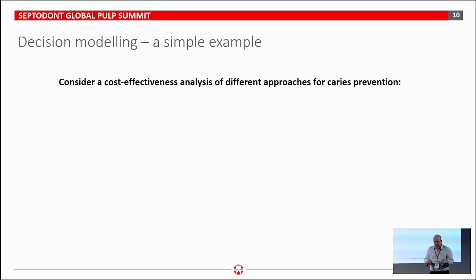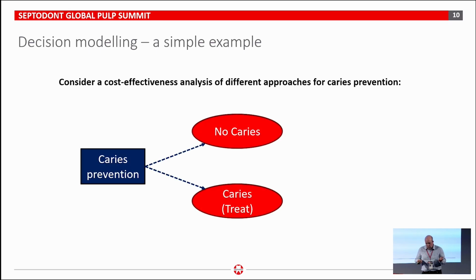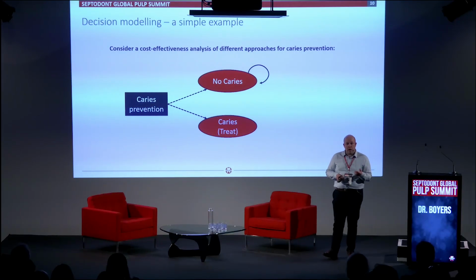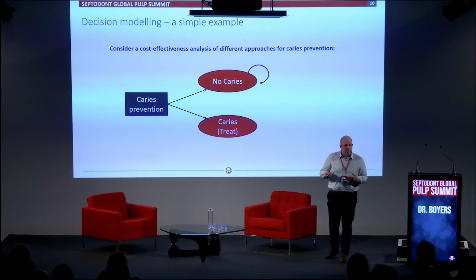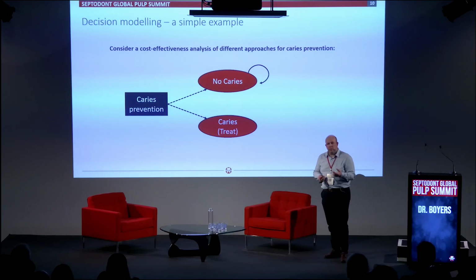So here's a simple example. If we were to consider a question of cost-effectiveness of different approaches for caries prevention, key outcomes are, well, do we have caries or not? We might get that information from a trial. But we're also interested in treatment need. What treatments might people have? Do we keep people caries-free for longer? There might be a value of keeping people caries-free for 5 years compared to 3 years. That's a good outcome as well. So we need to include that within our models.